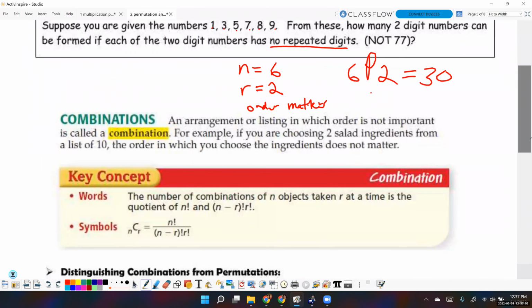Okay, now we're going to talk about combinations. So same situation, we're starting with n items. We're selecting r, so n total, r selected. But now order does not matter.